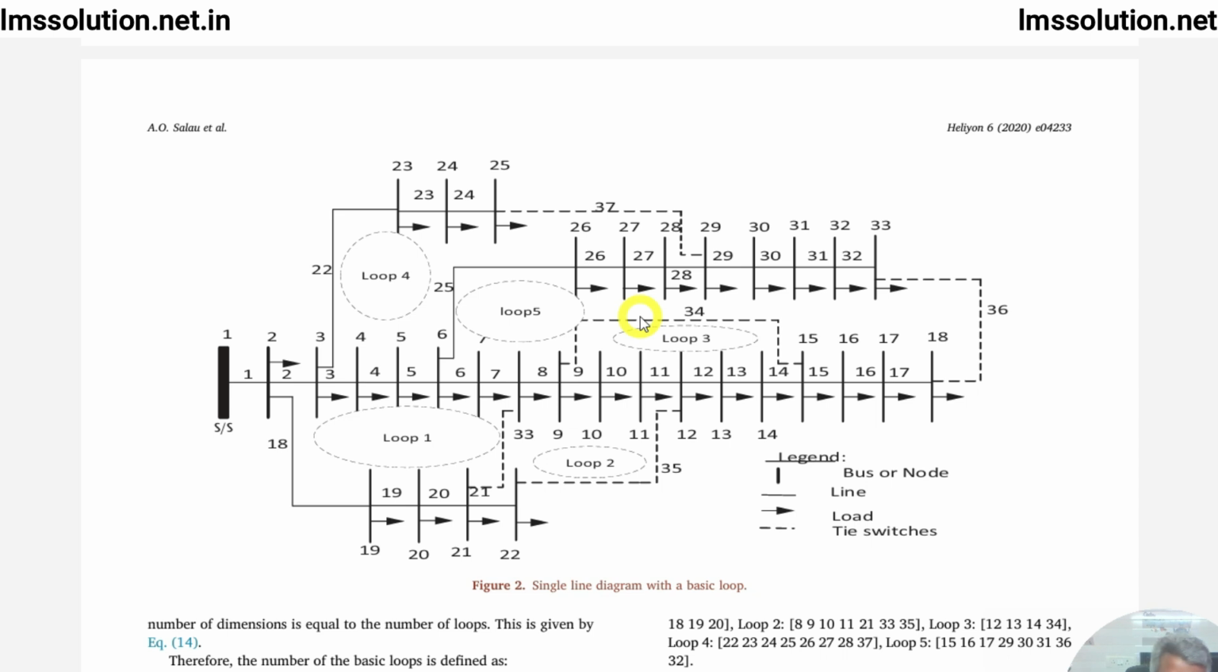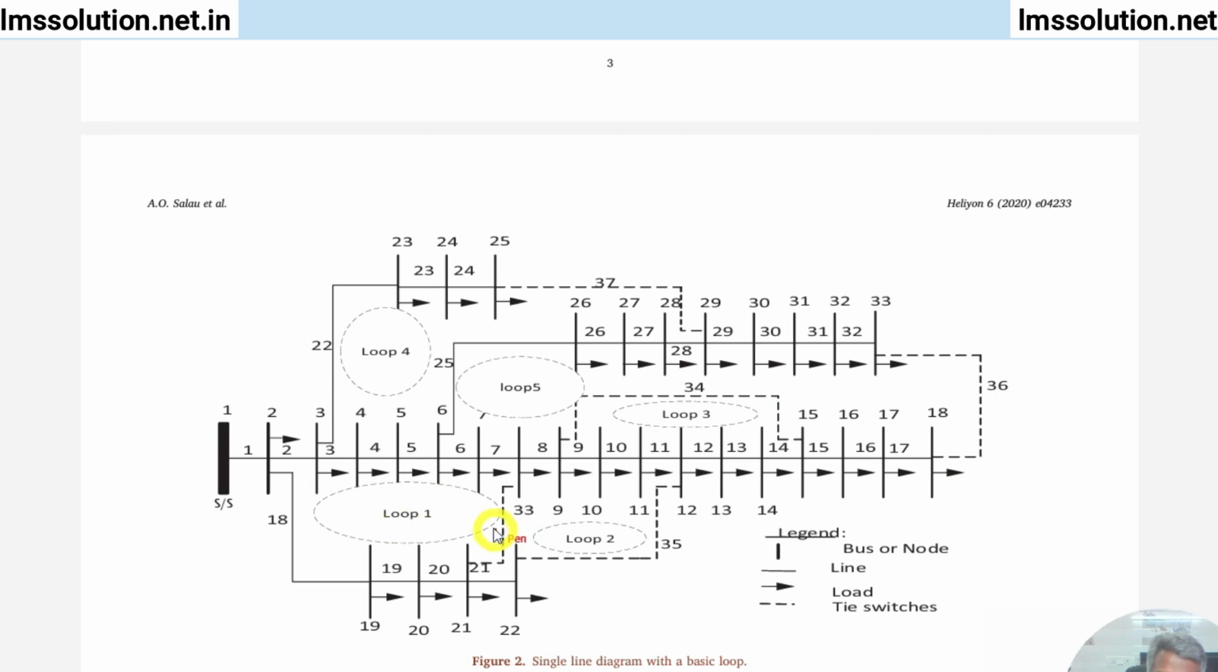So here you can see that this is the network diagram. In this network diagram we can see that there are 5 loops, right? Loop 1, loop 2, loop 3, loop 4 and loop 5. In these loops we can see that tie switches are connected here, right? 33, 34 and 35, 36 and 37. Actually these switches are initially open in this network, right?